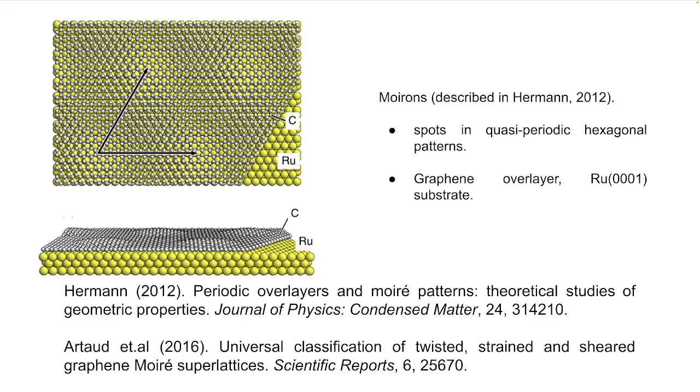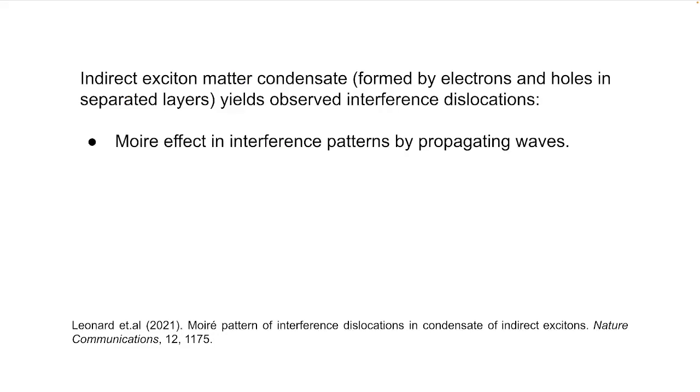And this is a feature of sort of undulations in this graphene overlayer, and sometimes removals with respect to the substrate. So we have these different things that can occur when you have a substrate versus an overlayer, and how they're structured and how they interact. We also have this other paper, Universal Classification of Twisted, Strained, and Sheared Graphene Moire Superlattices, which discusses some of these patterns and how you can classify them.